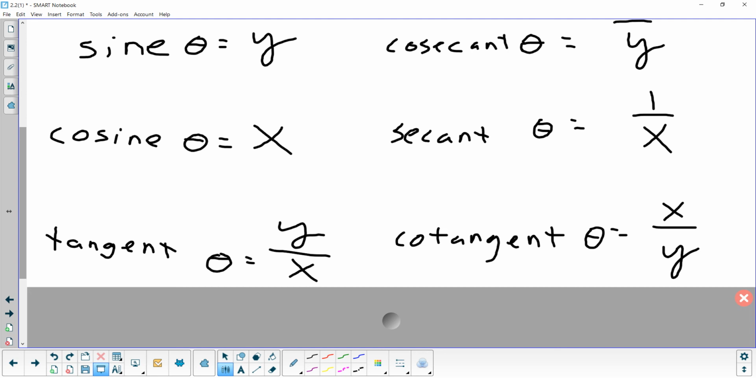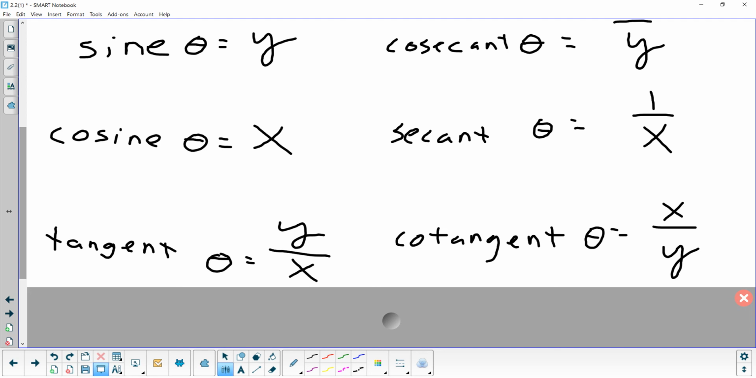Now, if you learn this as opposite over hypotenuse, adjacent over hypotenuse, opposite over adjacent, some of that sounds familiar. It's the same thing, just a different way of thinking about it. We're going to do the opposite, adjacent, and hypotenuse stuff next week. But this is exactly the same thing.